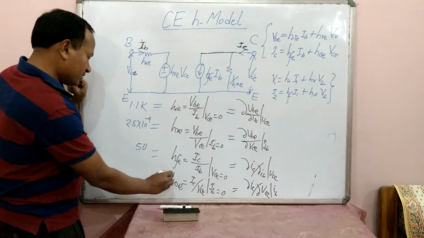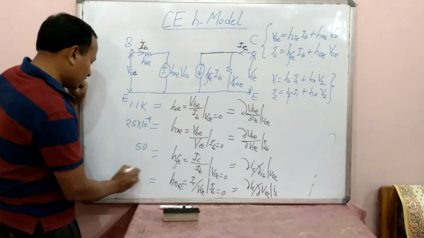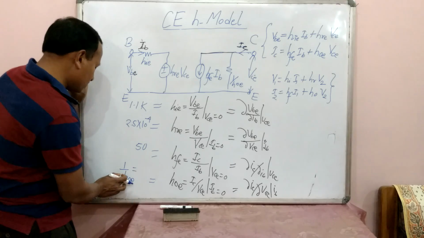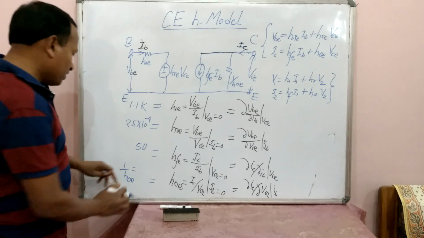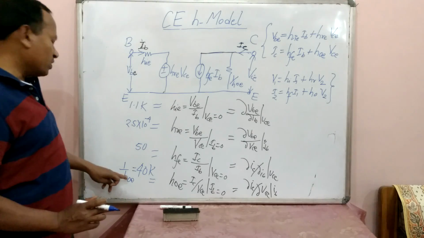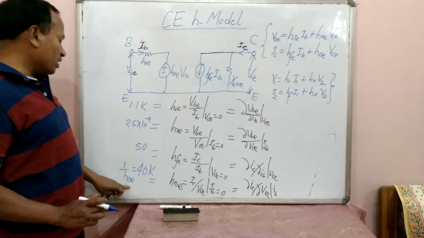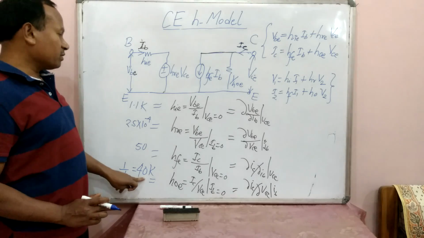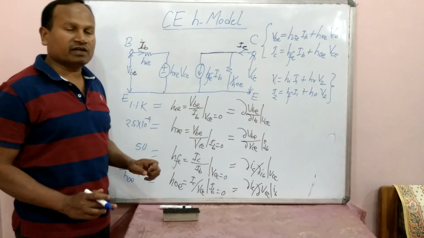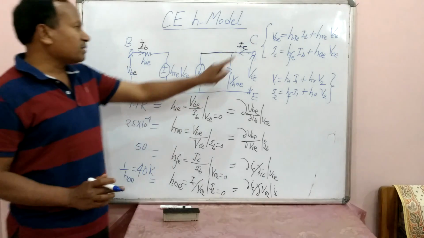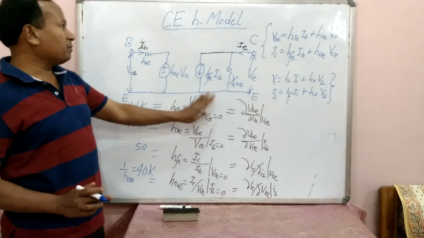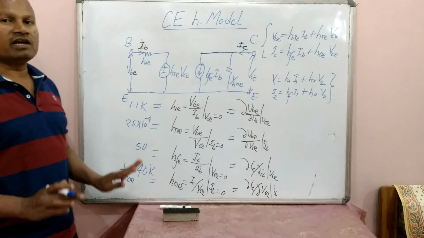Then 1 upon HOE is 40K. HOE is 25 microampere per volt. If you take 1 upon HOE, its impedance value becomes 40K. So these are the values of the hybrid parameters for the common emitter amplifier. I hope this concept of drawing the equivalent circuit on the basis of two equations and understanding the hybrid model for the common emitter amplifier is clear to all. Thank you.